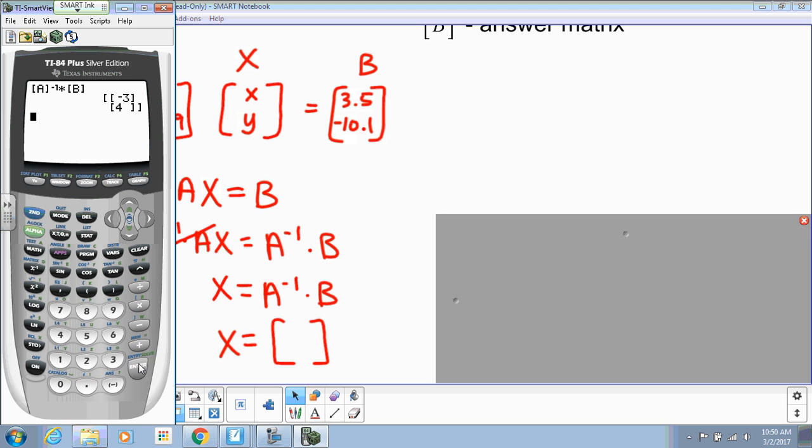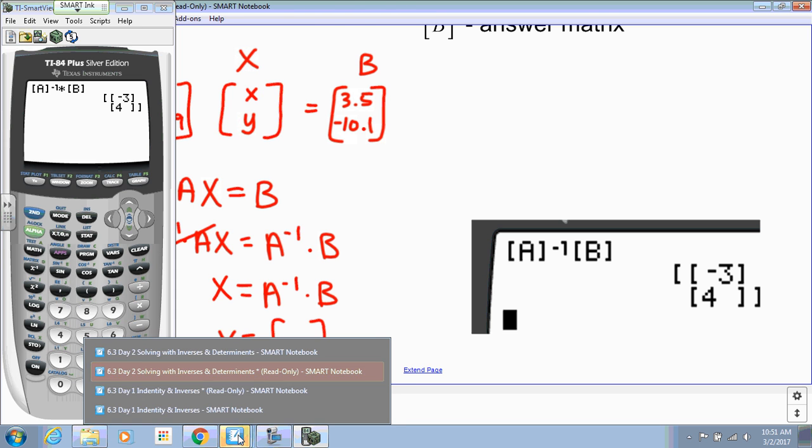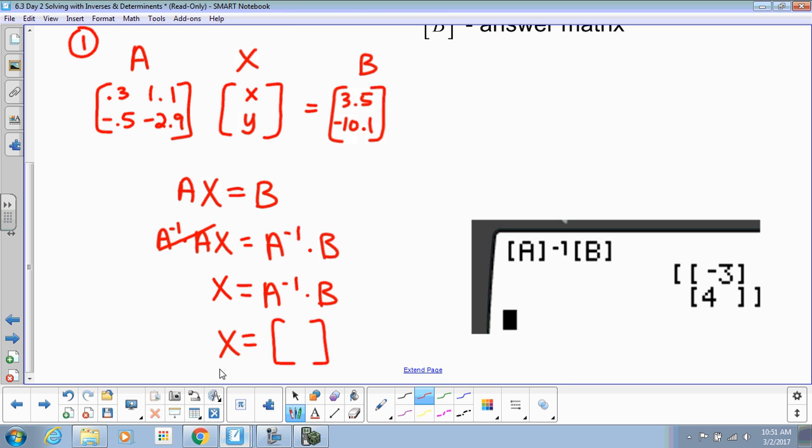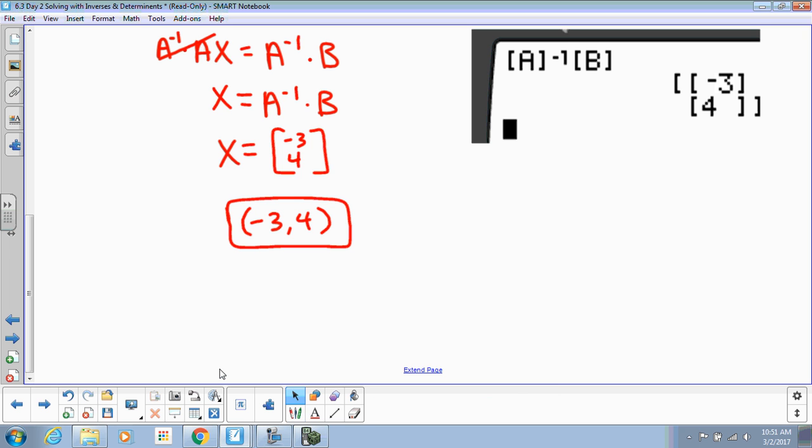So you should get negative 3, 4. Okay? That tells me X is negative 3, Y is 4. So my answer to this system is negative 3, 4.